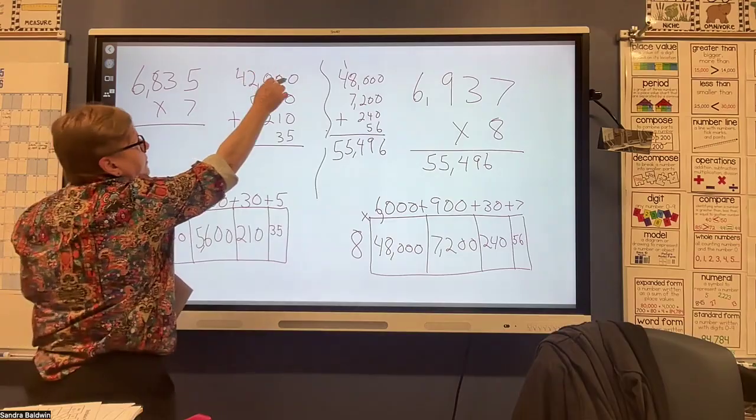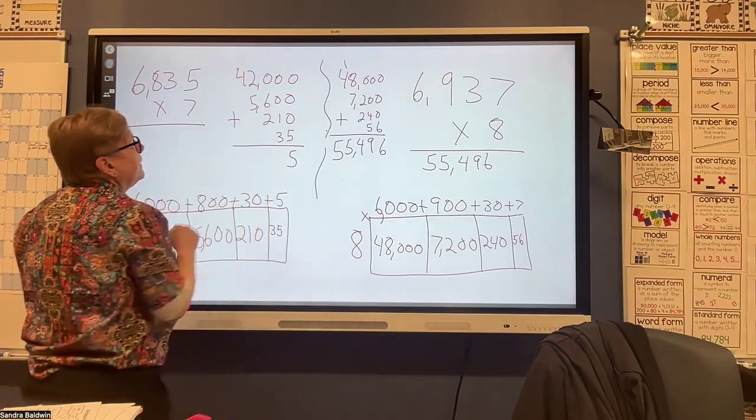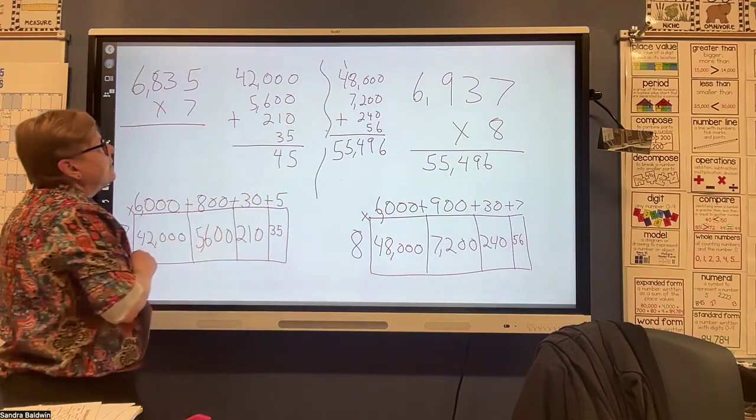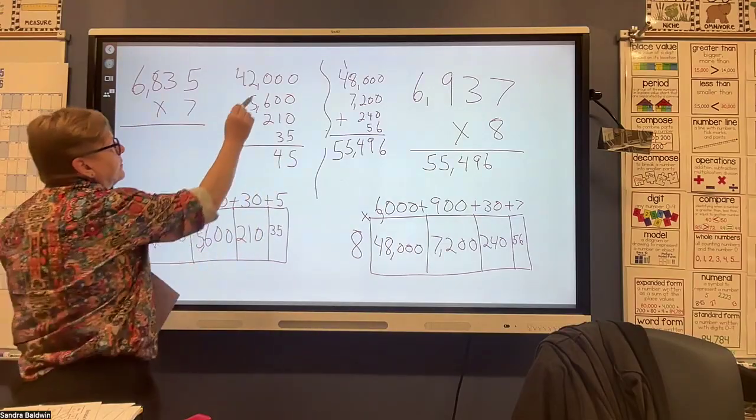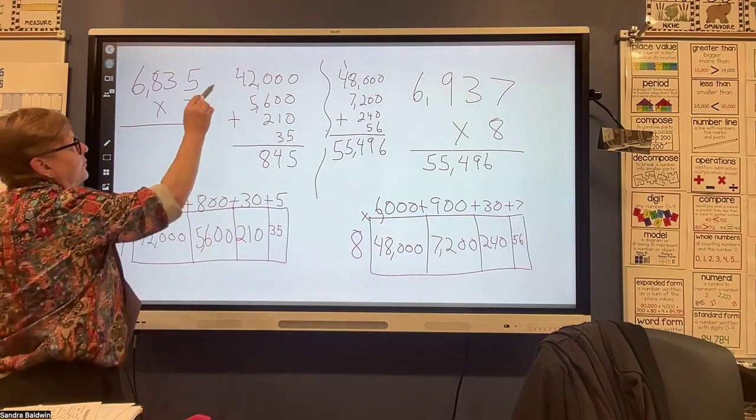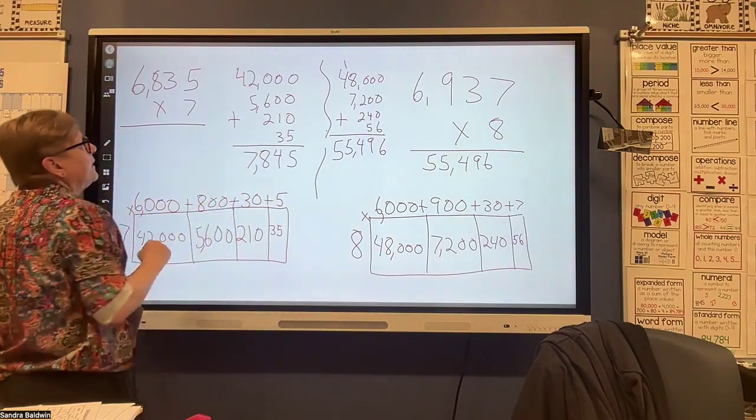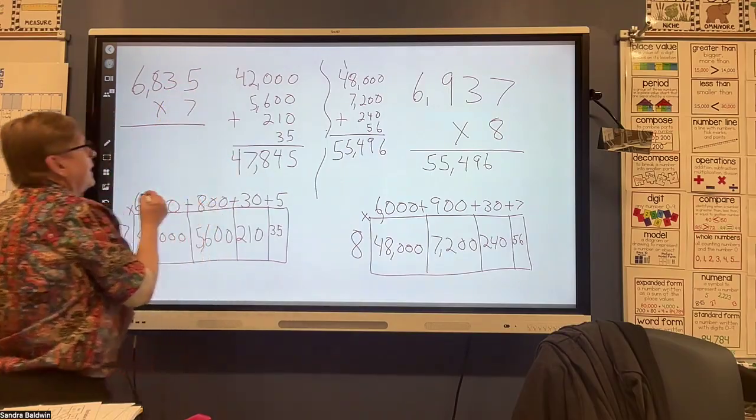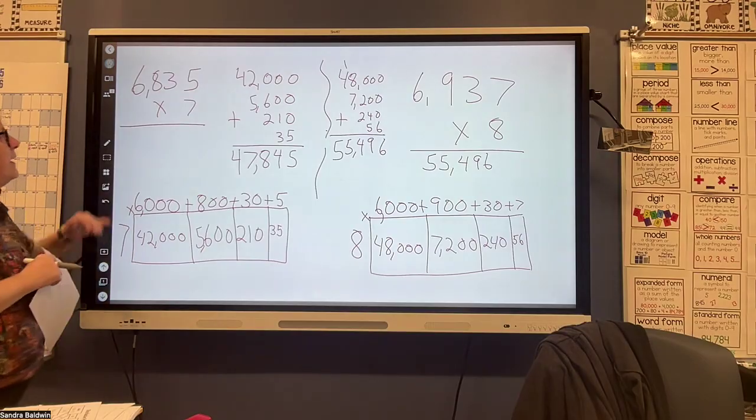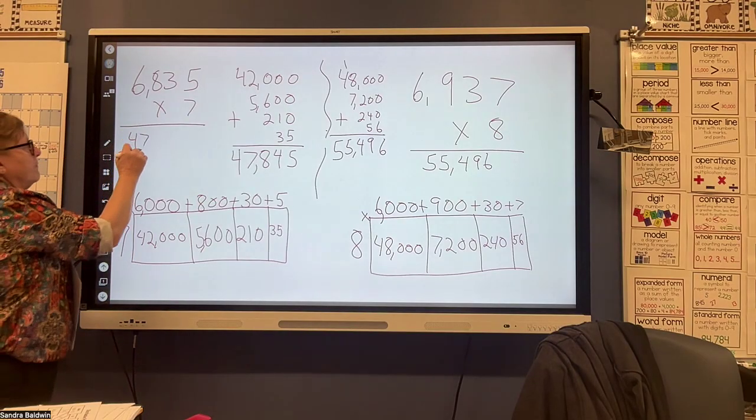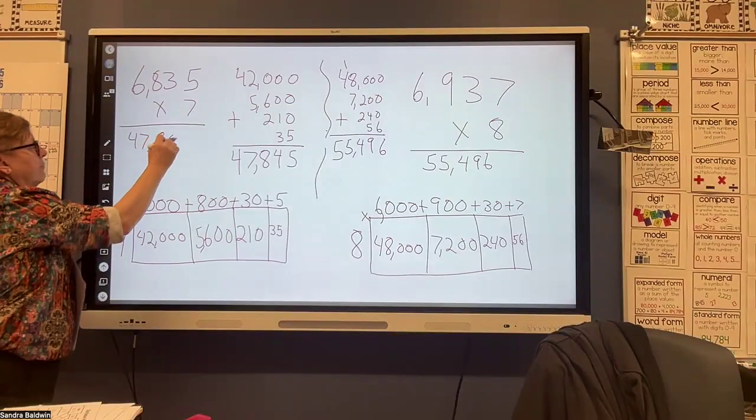All right, ones. That will be 5. In the tens column, 1 plus 3 will be 4 tens. In the hundreds column, 6 plus 2 would be 8 hundreds. In the thousands column, 2 plus 5 would be 7. And in the 10,000s, 4. So the answer to 6,835 times 7 is 47,845.